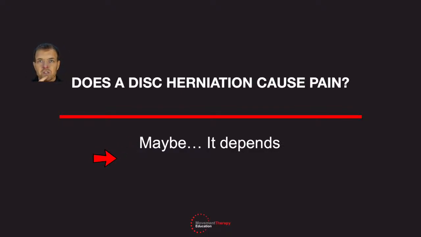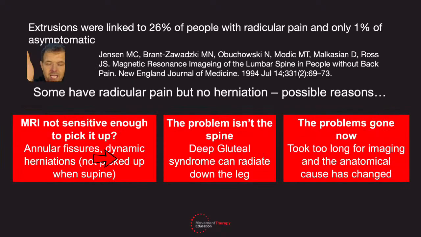So does a disc herniation cause pain? Maybe. It depends. Okay, and hopefully you've seen that as we've gone through. It's a bit more complicated than A equals B. So this is the last slide on this. Extrusions were linked to 26% of people with radicular pain and only 1% of asymptomatic. So if you have an extrusion, you're more likely to have symptoms. Okay, and that came from this paper here. It's back in 1994. It'll be interesting to see if there's anything new that's come out.